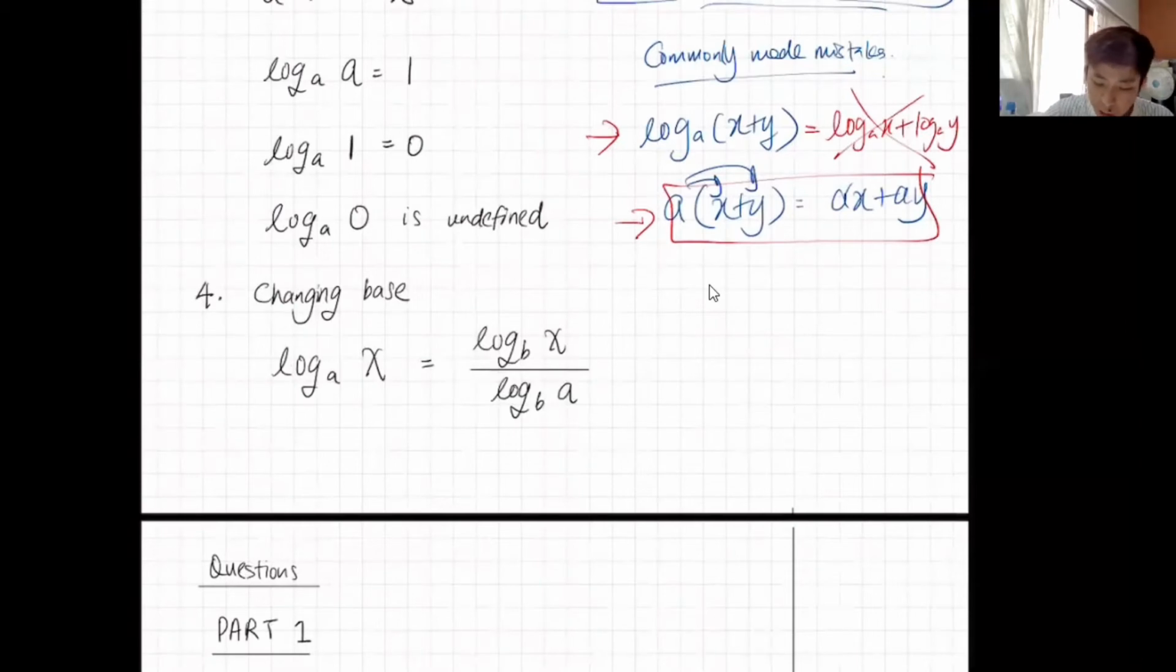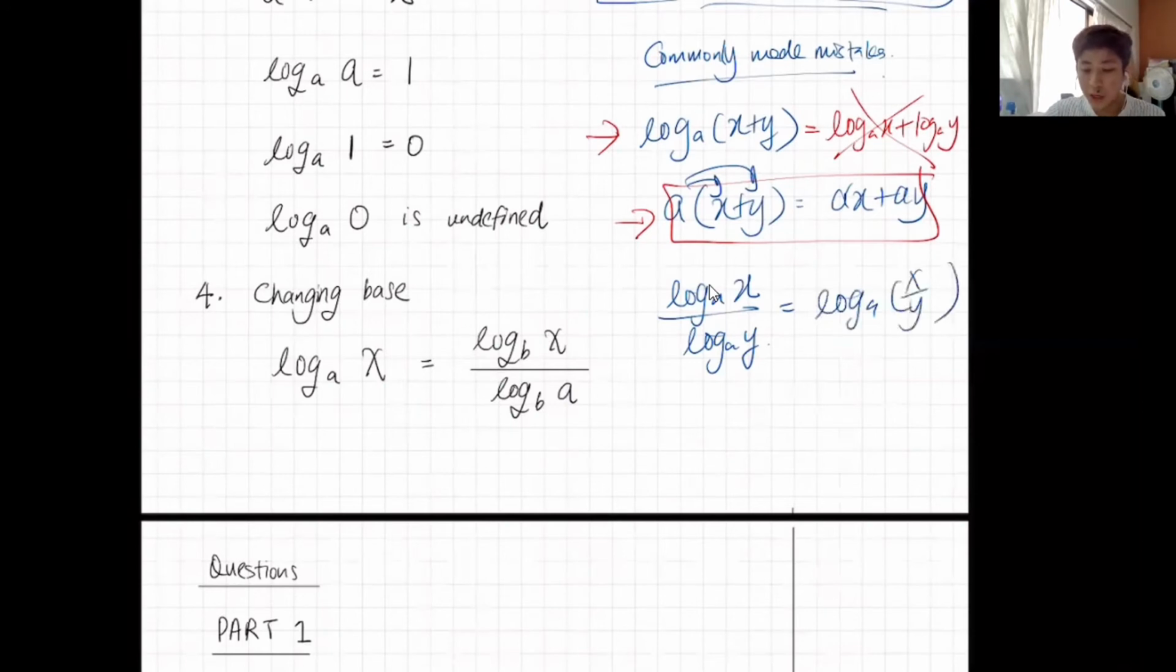Similarly, let me see, another commonly made mistake is this one, log ax over log ay. What do you think you can do with this? Are you thinking something like this? ax over y? Or maybe cancel the log a. Oh, this one even better. Super genius. Becomes x over y.